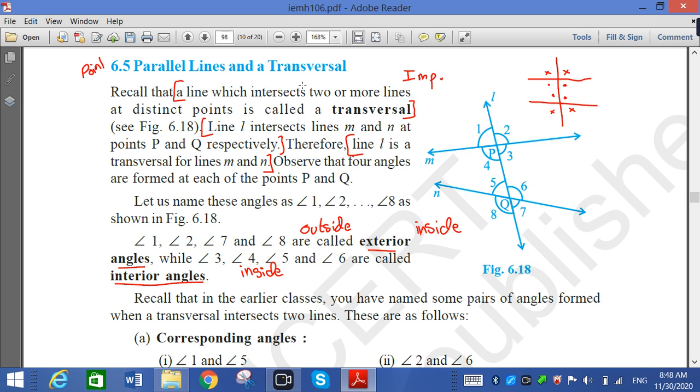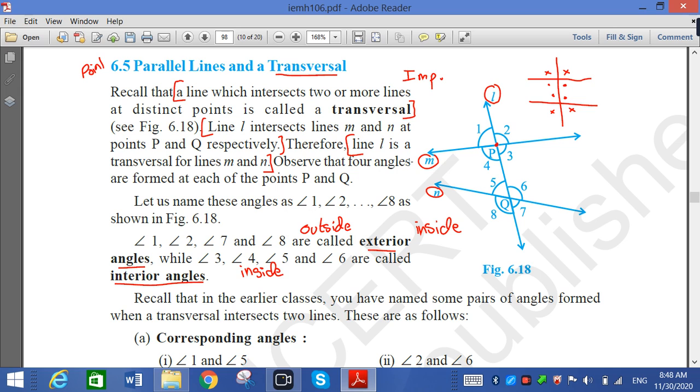So the topic is the transversal line. What is called a transversal line? A line which intersects two or more lines at distinct points is called a transversal line. So here L is called the transversal line. Two or more lines, so here there are two lines, that is lines M and N, and it intersects at points P and Q. It will generate 8 angles. How many angles are generated? 8. Out of these, 4 are exterior and the other 4 are interior. If inside, we say interior. If outside, we say exterior.